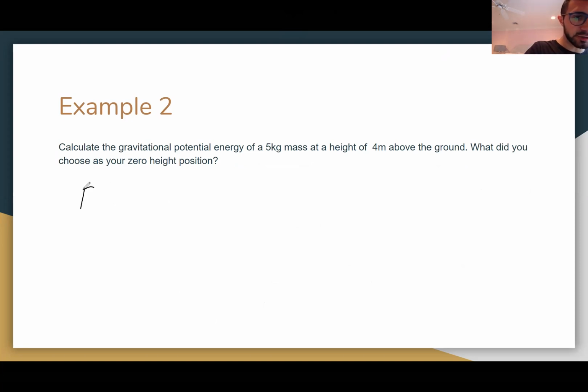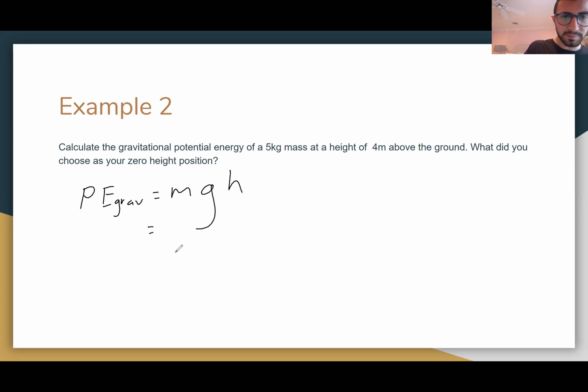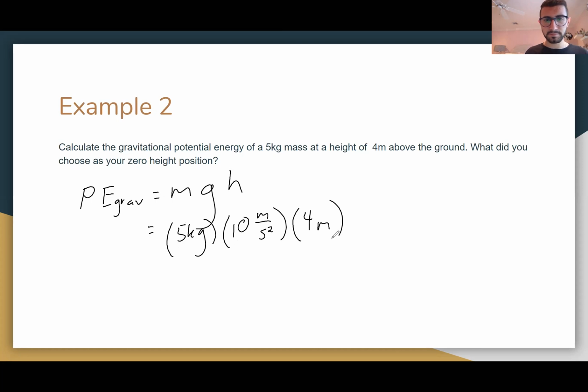Well, the potential energy due to gravity is equal to the mass times little g times the height. We were given that the mass is 5 kilograms. We know that g is 10 meters per second squared, and we raised it to a height of 4 meters above the ground. So similarly, we get an answer of 200 kilograms meters squared divided by seconds squared, which we just called a joule. So our final answer is 200 joules.